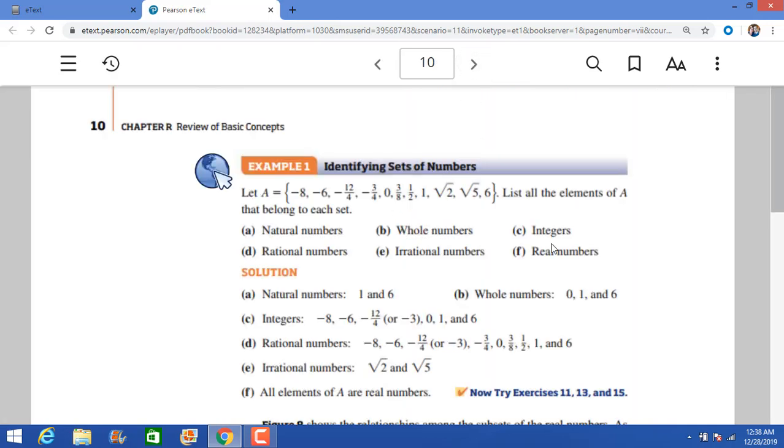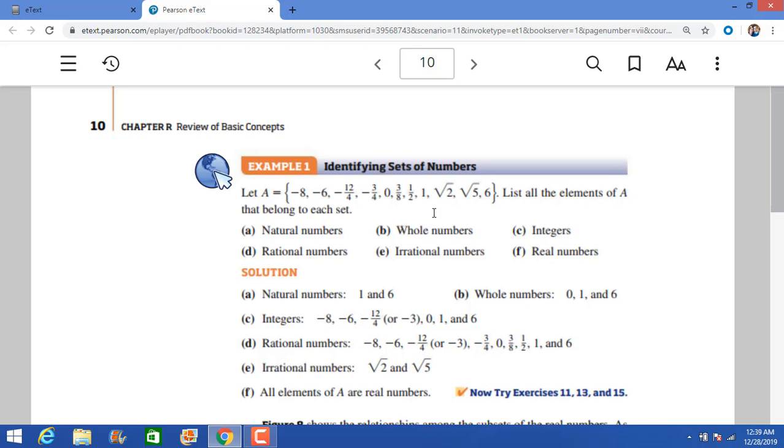Okay, so here's an example. We're going to let A equal this set of numbers, and we want to list all of the elements of A that belong to each of these sets. So the natural numbers. Which of these numbers are part of the natural numbers? Well, it's going to be all of the positive integers bigger than 0. So this is 1, and 6 is also another one. So 1 and 6 are going to be part of the natural numbers.